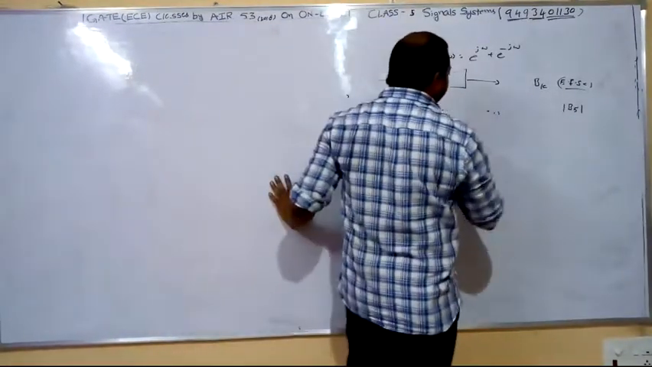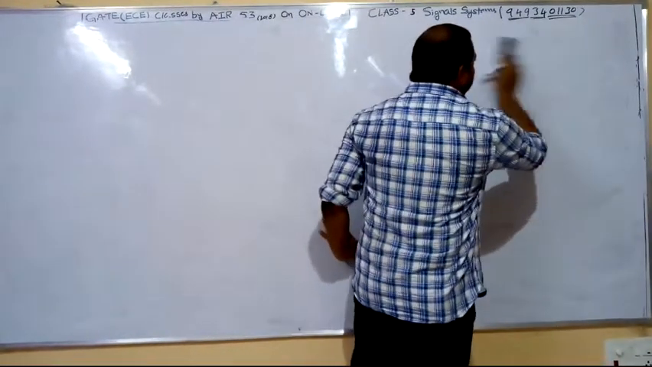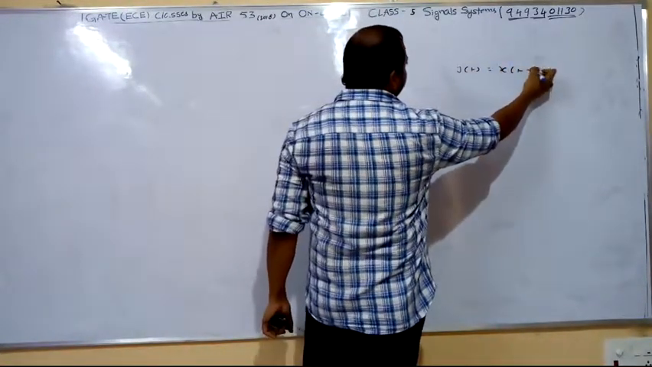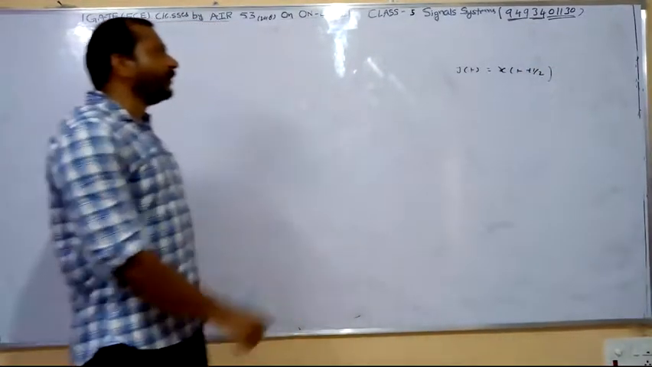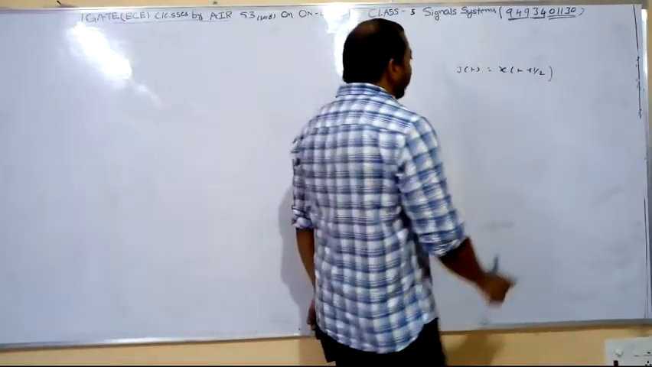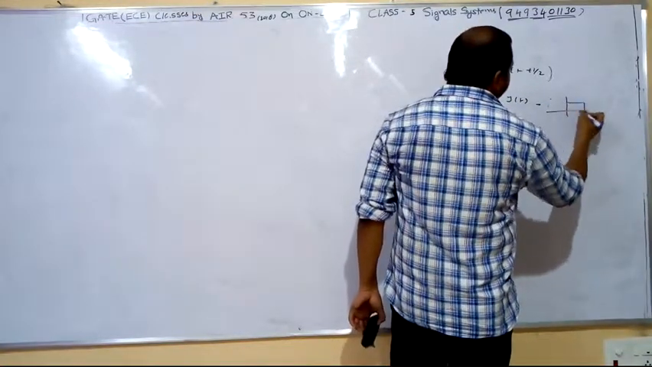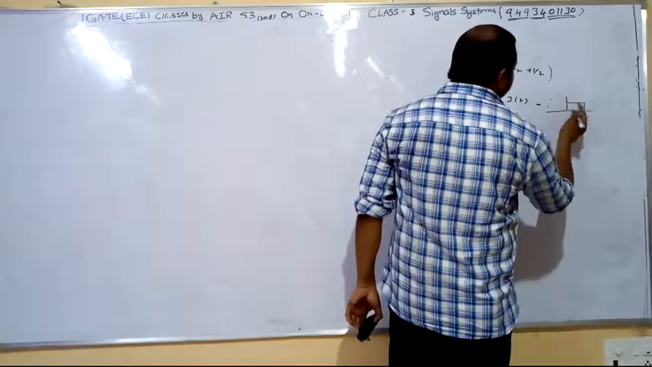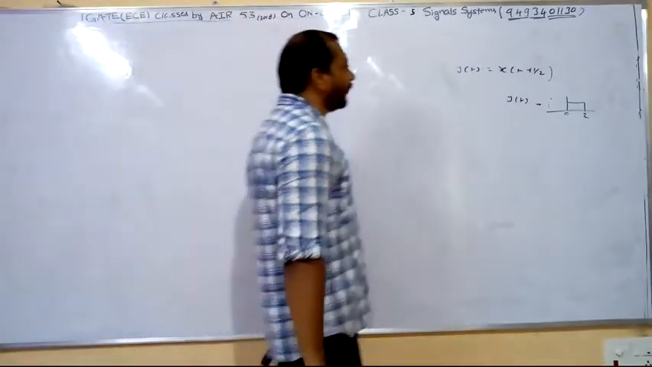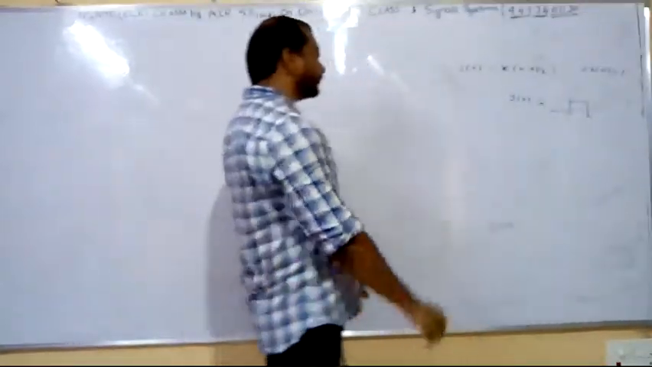Given y of t equal to x of t plus 1 by 2. This type of question, two questions we have done in the CTFT and one question we have done in the DTFT. Listen, y of t equal to x of t plus 1 by 2, where y of t is given as like this, 0 to 2. Then they are asking what is the argument of x of omega.